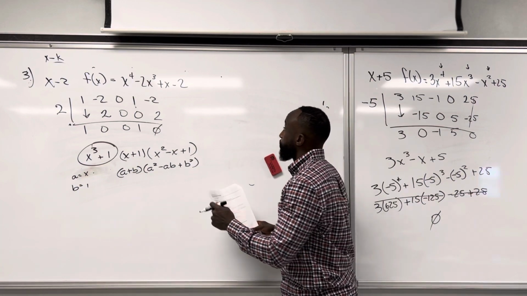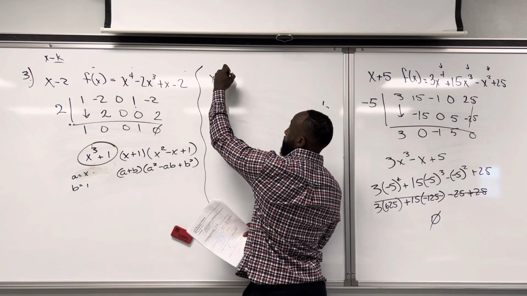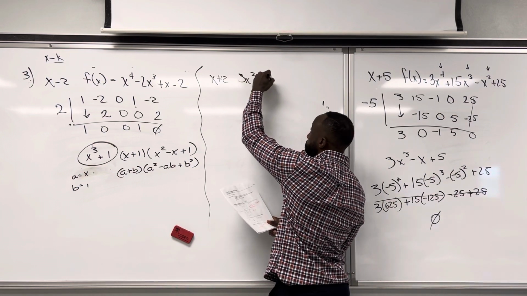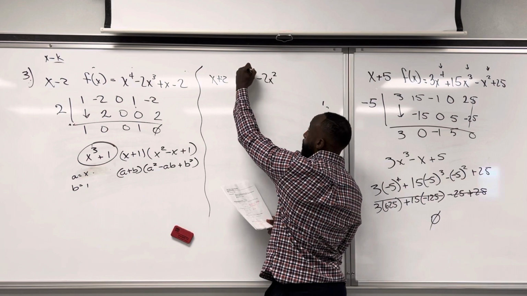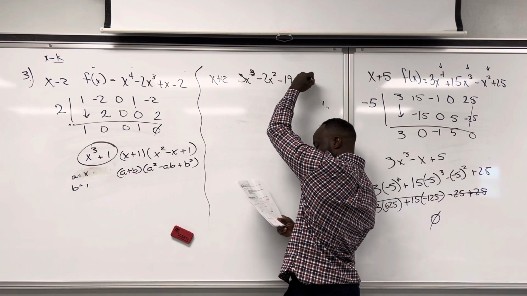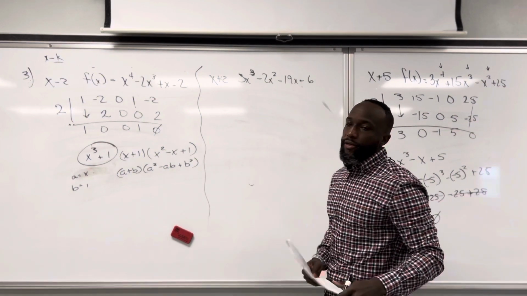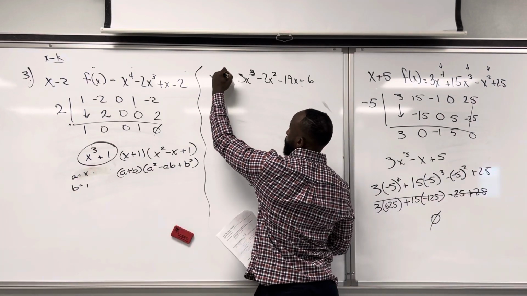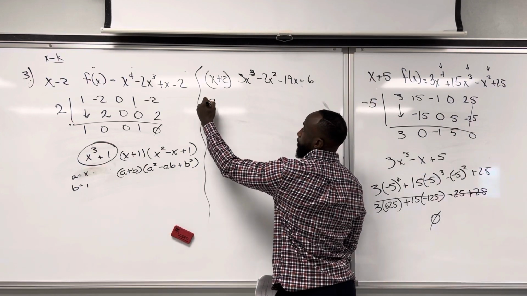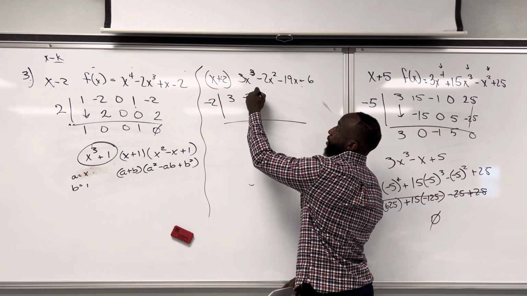Let's look at this last one. You want to show that x plus 2 is a factor of 3x to the third, minus 2x squared, minus 19x, minus 6, right? And then after that, we're going to factor out completely. So let's set up our synthetic division. It'll be negative 2 on the outside, and then inside we're going to have 3, negative 2, negative 19.